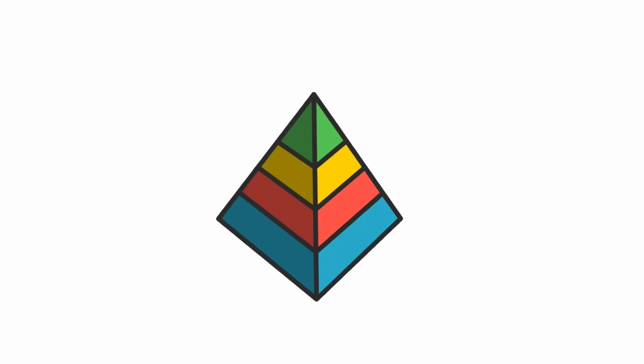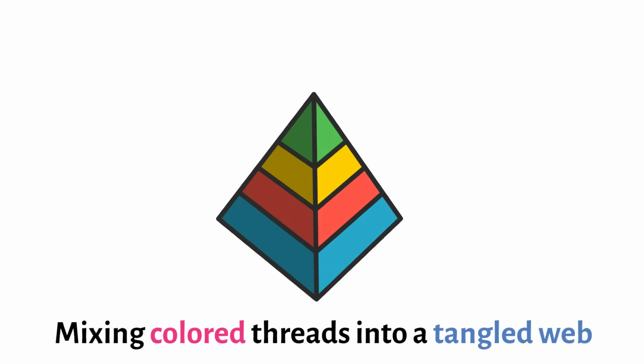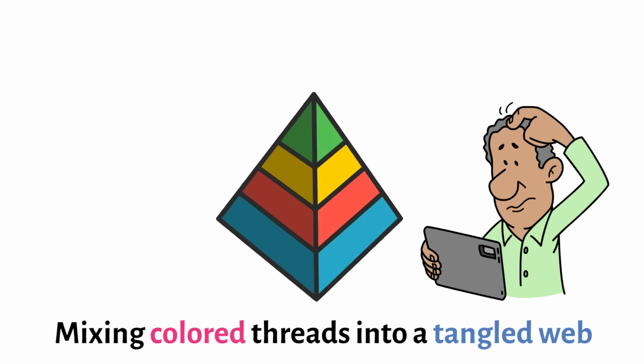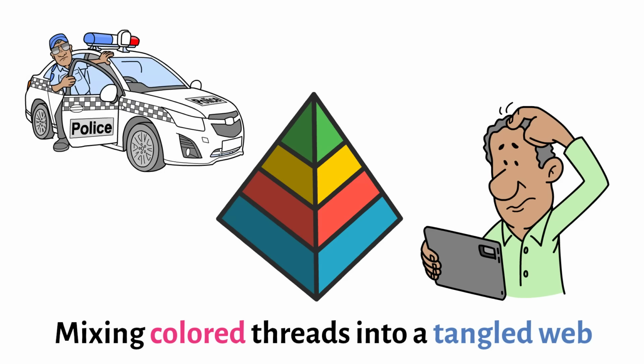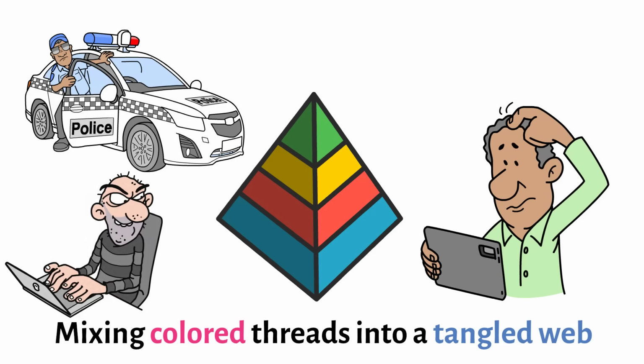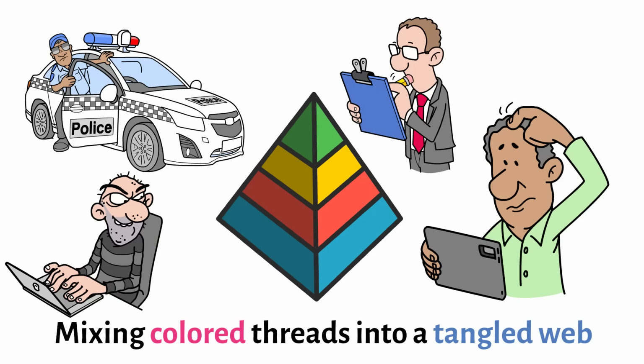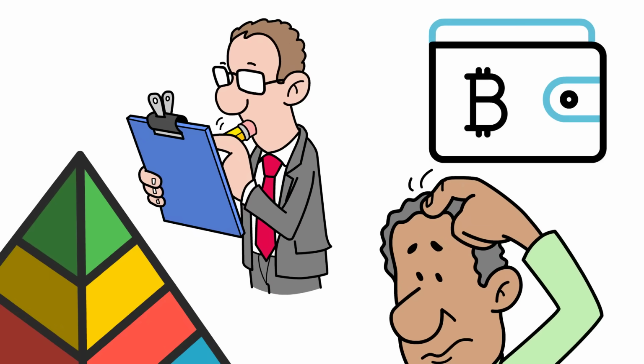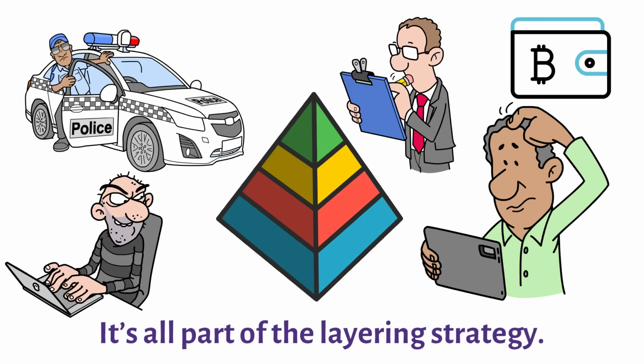Like mixing colored threads into a tangled web, the idea is to confuse anyone trying to track the money. Authorities following the trail will hit roadblocks, dead ends, or loops that lead nowhere. Some criminals use offshore tax havens where banking secrecy laws make it even harder to investigate. Others use cryptocurrencies to move funds anonymously. It's all part of the layering strategy.